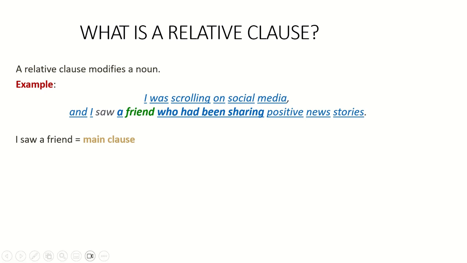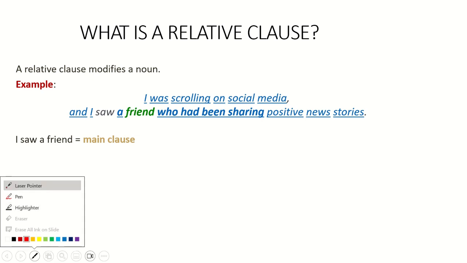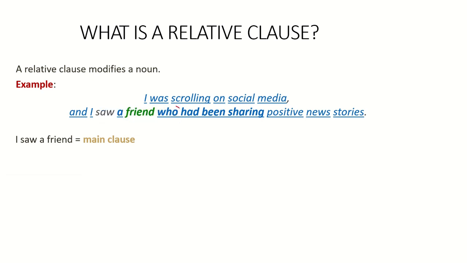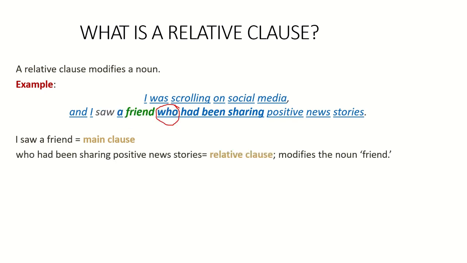I saw a friend here. This is my main clause. Okay, I saw a friend. My relative clause is a clause that starts with a relative pronoun. It starts with a relative pronoun: who had been sharing. This is a relative clause.